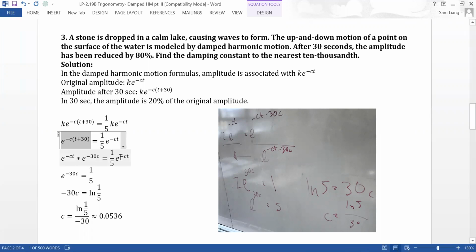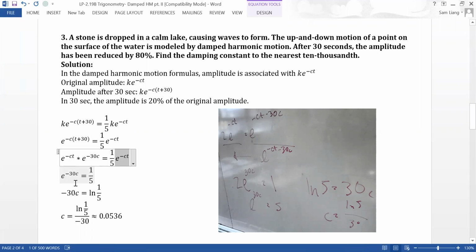After that, you can divide by e to the negative ct. Most of the time you don't want to do that because functions could be 0 at some point, but the exponential function can never be 0, right? There's an asymptote at the x-axis, so that's okay to divide. From there, you're going to e to negative 30c equals 1/5.